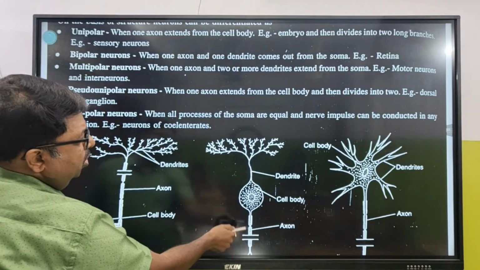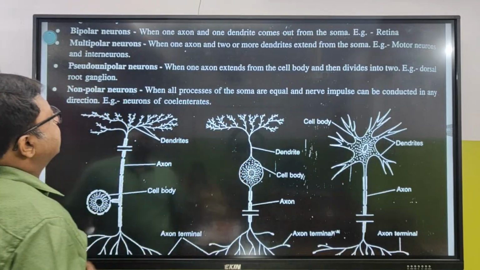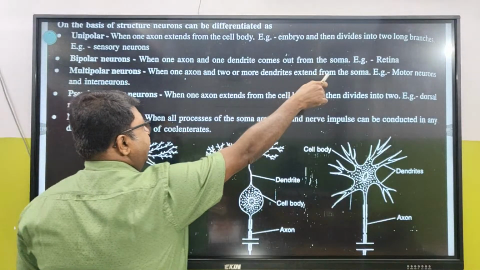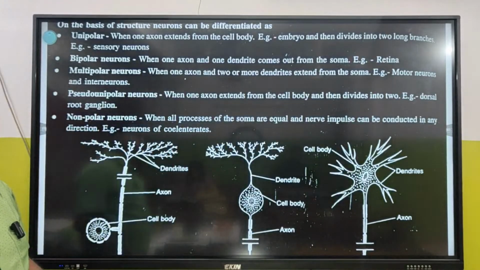One axon and one dendrite comes out from the cell body. We call it bipolar. Example, retina. Example, bipolar is important. Only in retina you have got rod and cones.